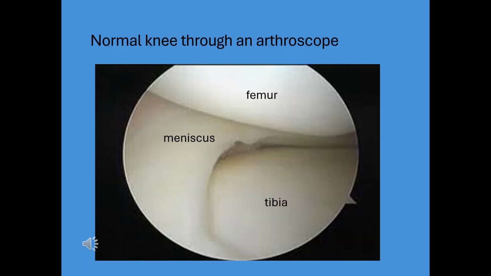When you're on clinical placement, you'll have a chance to go and watch surgery and you'll hopefully see arthroscopically what articular cartilage looks like. This is a normal knee joint. What you can see here is the femur, the tibia, and one of the menisci, and the appearance here is normal.